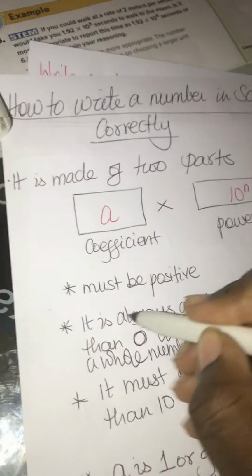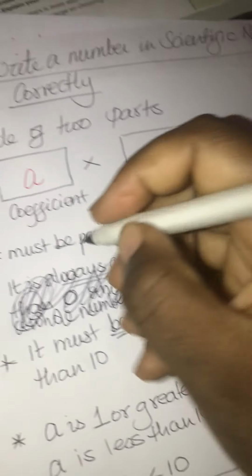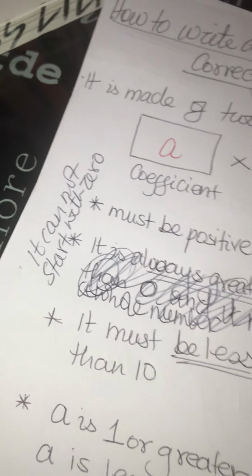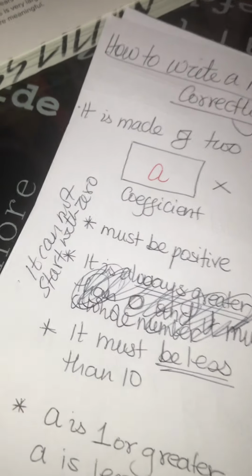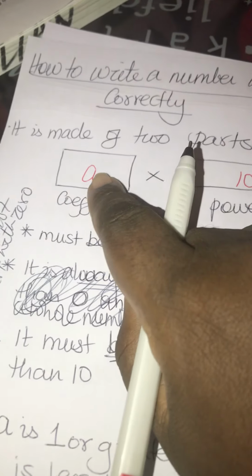In fact, let me just write that. Instead of me saying it cannot start with 0, I'll write it over here. A can never start with 0. It cannot start with 0. Okay? It cannot. It has to start with 1 or 2 or 3 or 4. Are we together? If you put 0 point something here, it will be wrong.